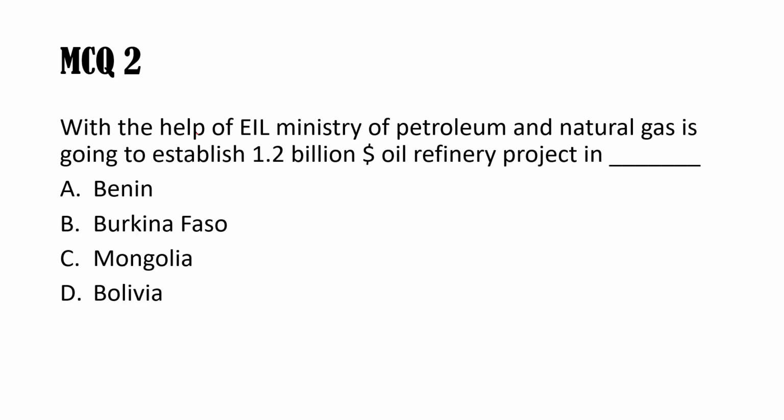Next, with the help of Engineers India Limited, EIL, an important Navratna PSU. We all know Mini Ratna, Navratna, Maharatna, these are the categories for PSUs. So it's a Navratna PSU under the Ministry of Petroleum and Natural Gas. It provides the technical assistance there, so with its help, the Ministry of Petroleum and Gas is going to establish a 1.2 billion US dollar oil refinery project.